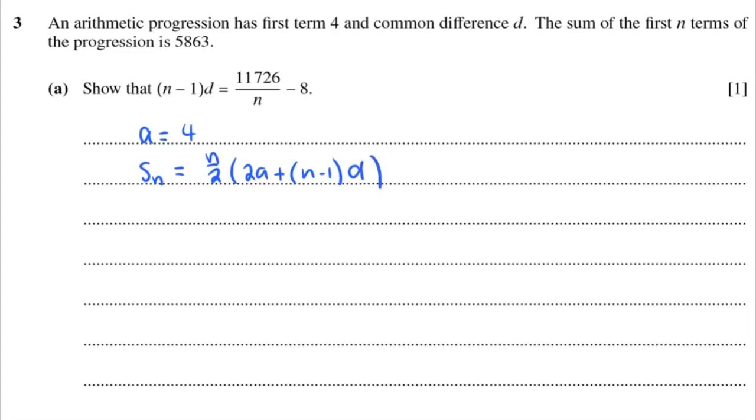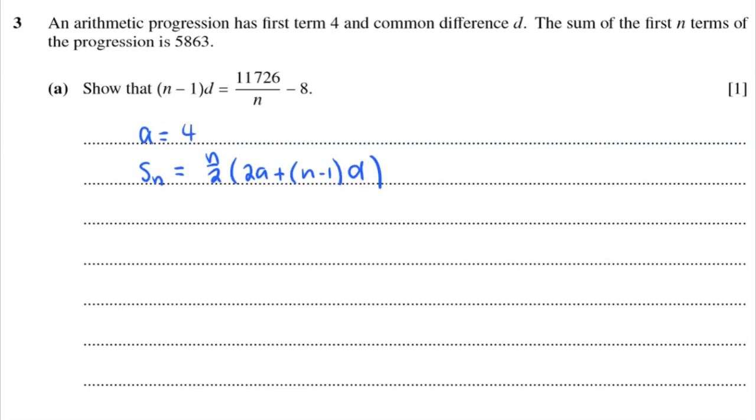All right, and if we look at that, we'd go, what does it have in there? It has an n, an a, and a d. And what does it have in what we're trying to get to? Well, it has an n and a d. It doesn't have an a, but that's because we know what a is. And we also know the sum. The sum is 5863.